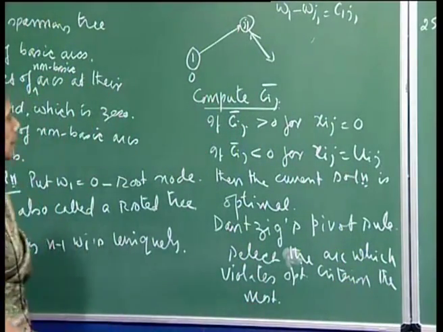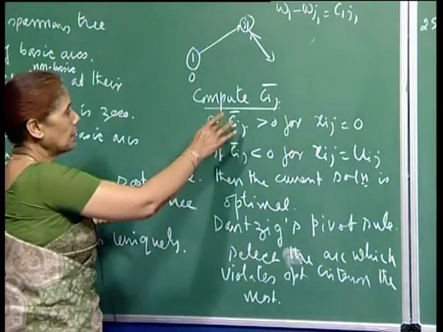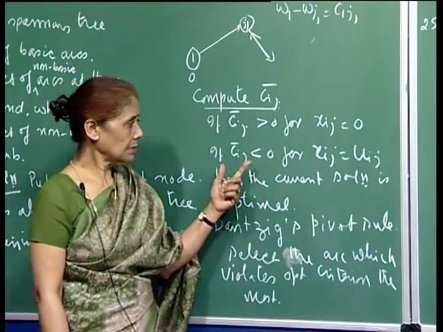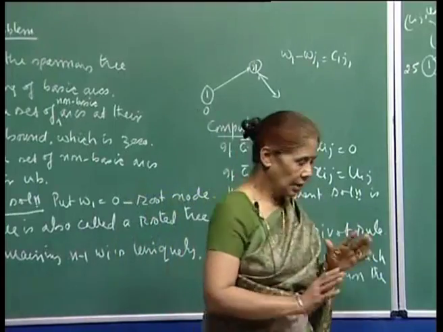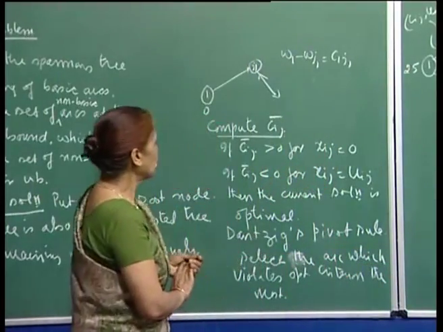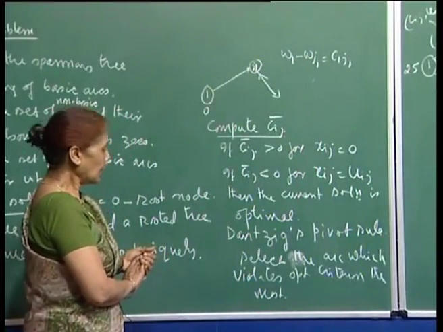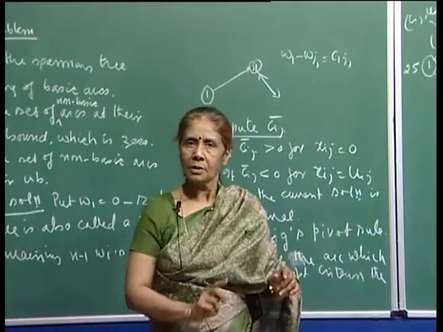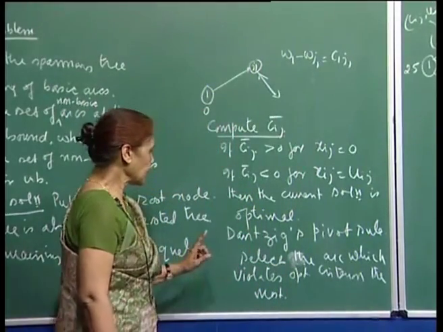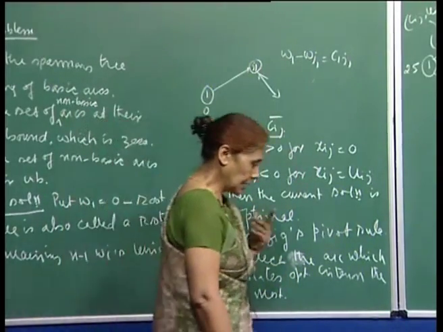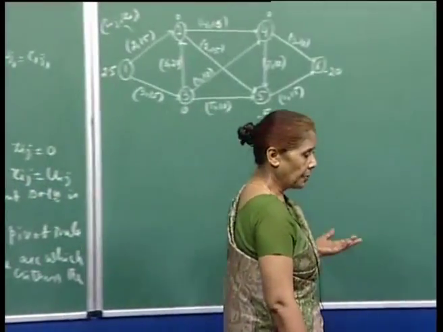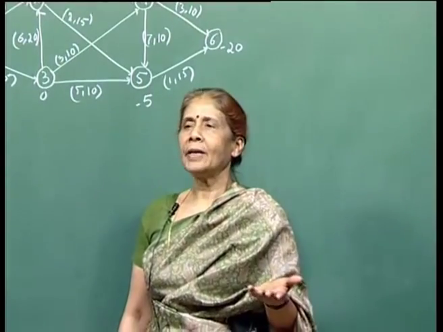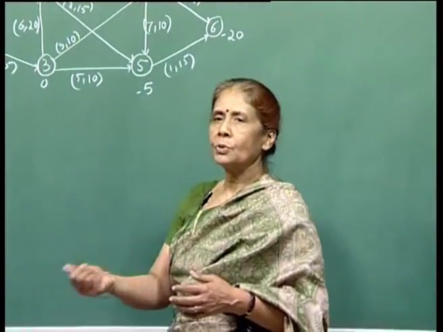That means it may either be a Cij bar negative, which is the most negative, or a Cij bar positive, which will be the most positive. So you will have to compute all the Cij bars for the non-basic arcs, and then select the one which violates the optimality condition the most. Okay, so that is Dantzig's rule. The other pivot rule could be that the moment you find one arc which is violating the optimality condition, you enter it.